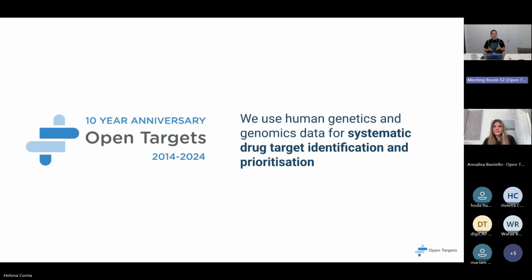And essentially what we do in one sentence is that we use human genetics and genomics data for systematic drug target identification and prioritization. And we're probably going to say those words a lot today because really everything that we do is aimed at helping people to identify links between drug targets and diseases and prioritizing those for future research.